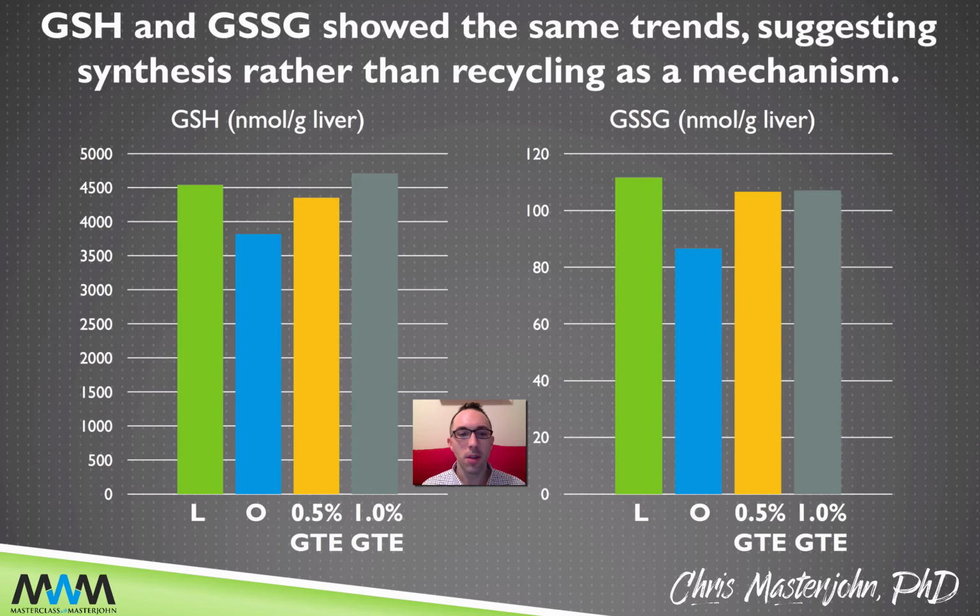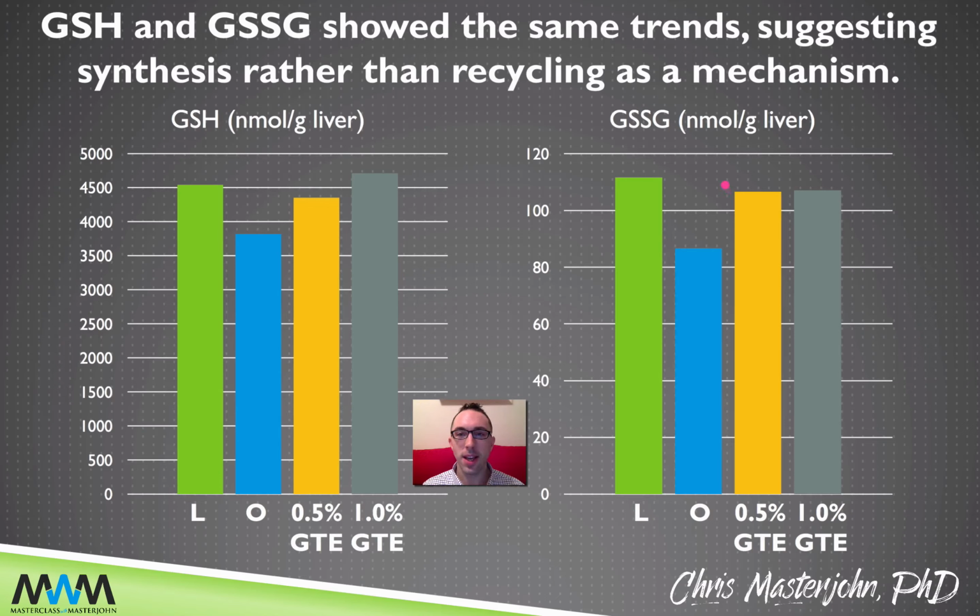But was that reduced glutathione or oxidized glutathione? Well, shown on the screen are GSH on the left and GSSG on the right. Unremarkably, the GSH shows the same pattern where it dips in the obese mice, but green tea normalizes it. What's remarkable is that the GSSG shows the exact same pattern. That suggests that it's a matter of synthesis rather than recycling or sparing from oxidation.